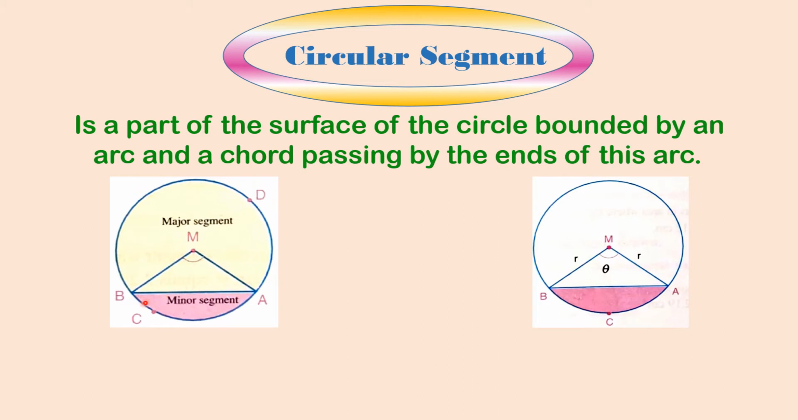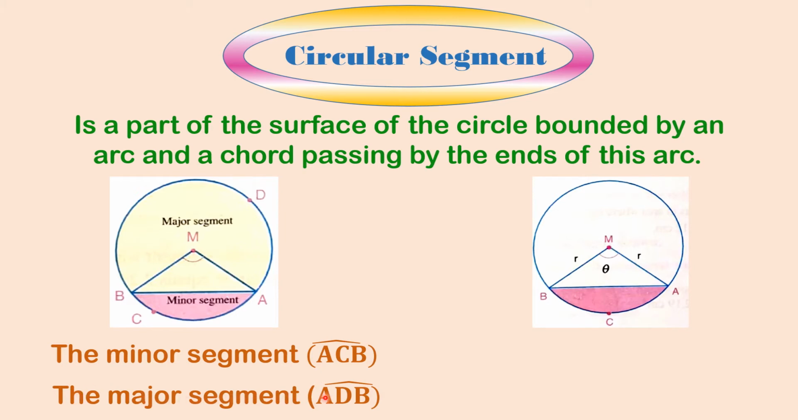So the circular segment is a part of the surface of the circle bounded by an arc and a chord passing through the ends of this arc. We have two segments. The minor segment is called ACB, and the major segment is called ADB. The minor segment is the red or pink part, and the major segment is the yellow part.